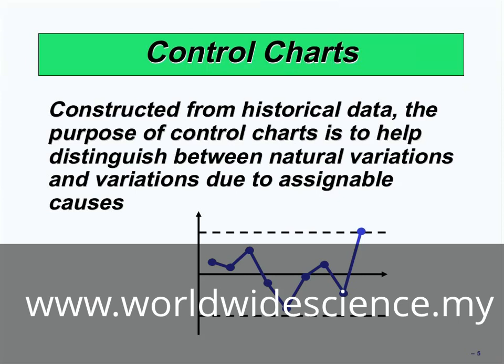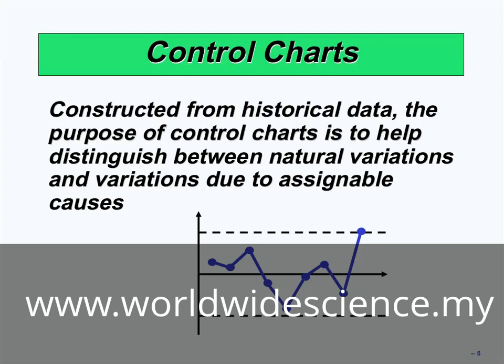Control charts. Control charts are the methods that are being used in statistical process control. In statistical process control, we use the control chart to monitor the process of production or service, to see everything is going well and there are no special causes of variation. There is no assignable variation.